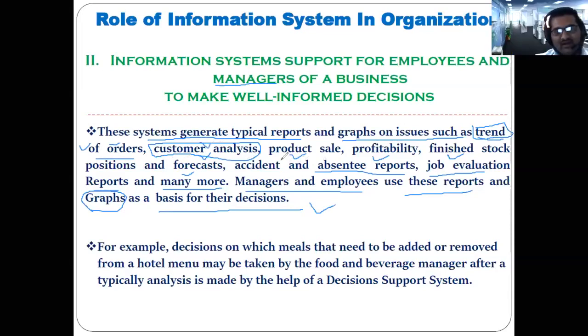Then a record of product sales can be maintained, and decisions can be taken from it. Profitability record. Then finished stock, in the sense of material. And forecasting means what? आता किती शिल्लक आहे आणि आणखीन किती लागू शकतं? How much may be required in the future? That is nothing but the forecast, correct?